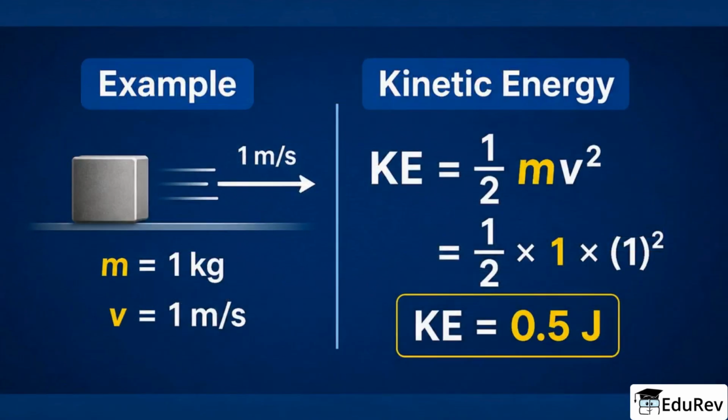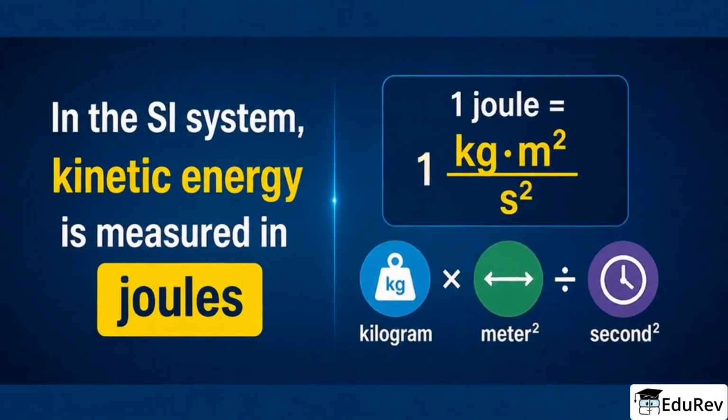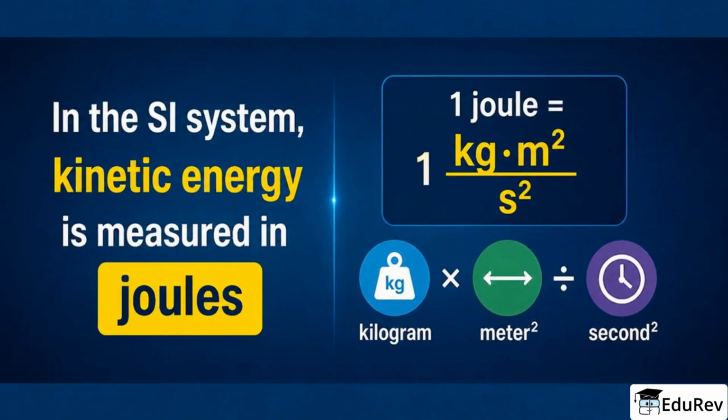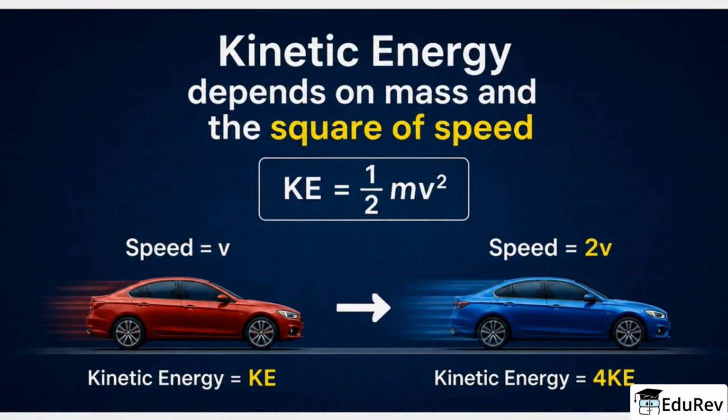For example, a 1 kilogram object moving at 1 meter per second has KE equals 1/2 times 1 times 1 squared, that is 0.5 joules. In the SI system, kinetic energy is measured in joules, and 1 joule equals 1 kilogram meter squared per second squared. Kinetic energy depends on mass and on the square of speed. So if speed doubles, kinetic energy increases by 4 times.